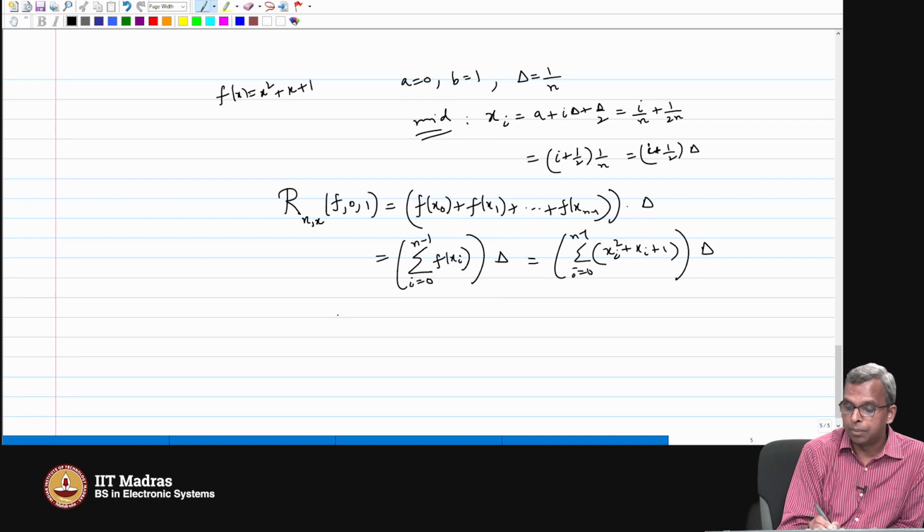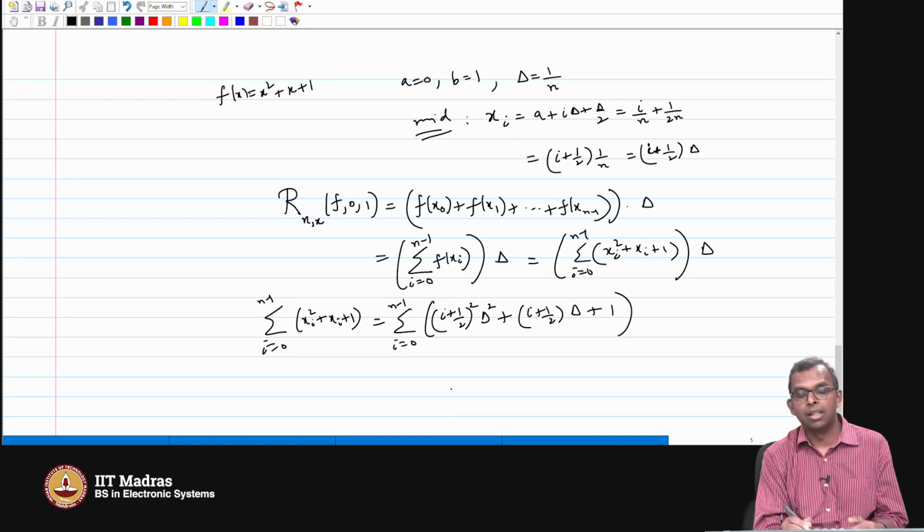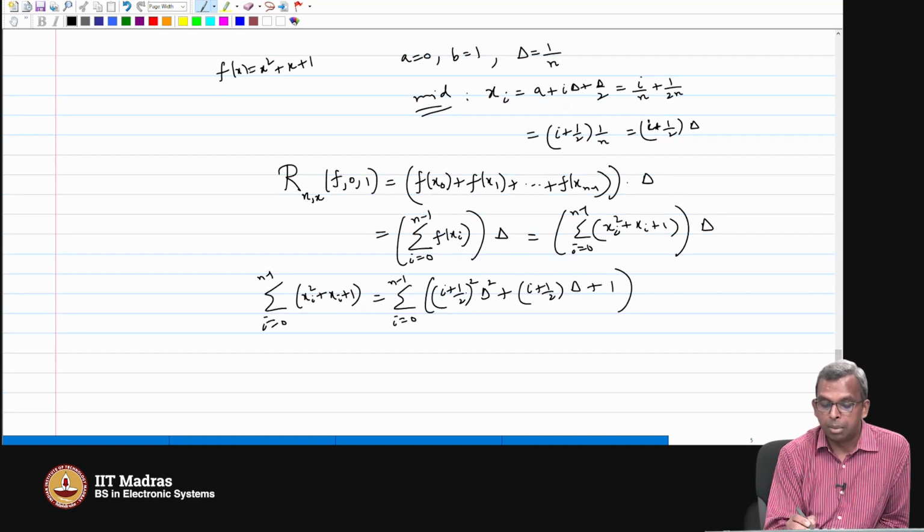So, this will work out as, let me just do i equals 0 to n minus 1, xi squared plus xi plus 1. It is good to get comfortable with the sigma notation a little bit. It will help you. It just conveniently captures the summation. Xi is i plus half, delta squared, plus i plus half, delta, plus 1. Okay, so now we have to add this. It looks a little difficult, but I'll give you a couple of formulae for this, and then it will become much easier. So, let's simplify.